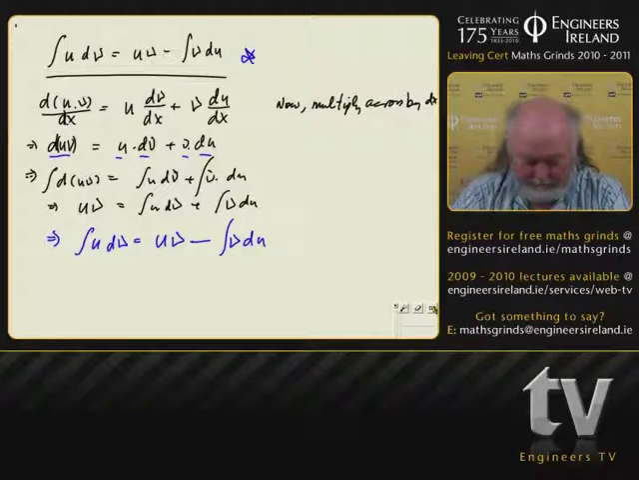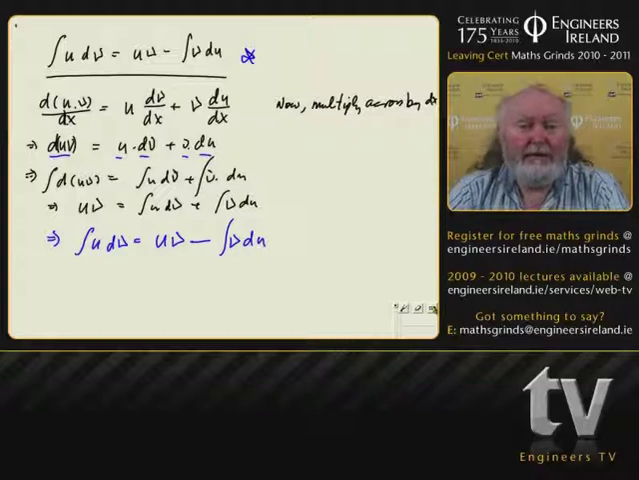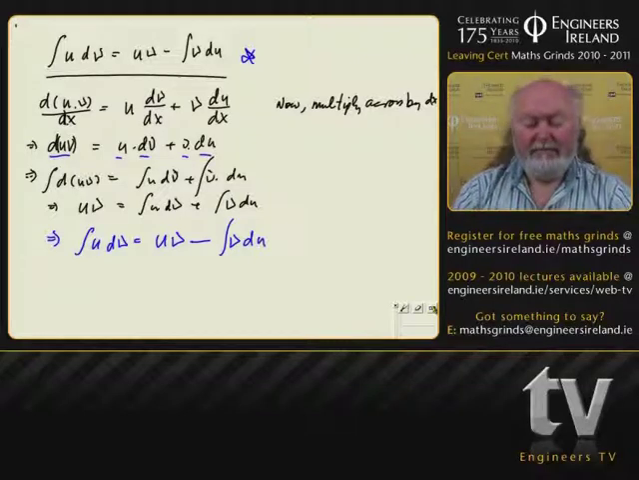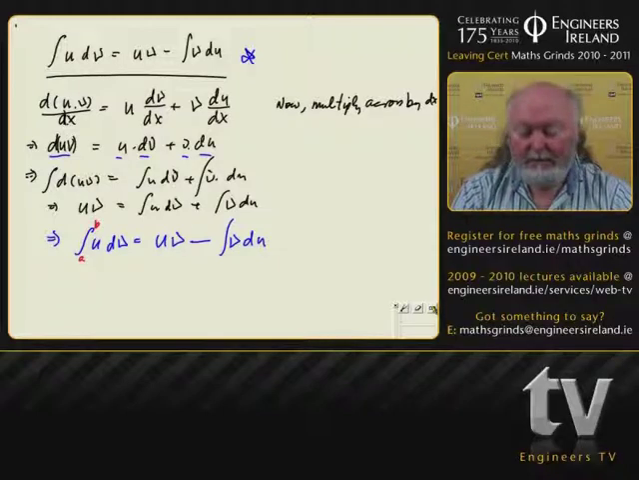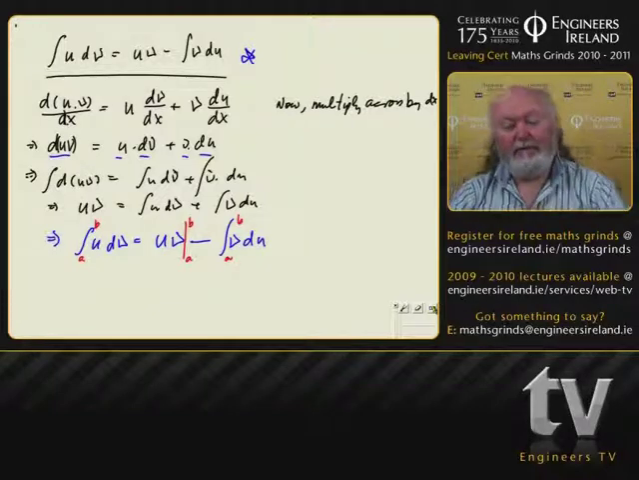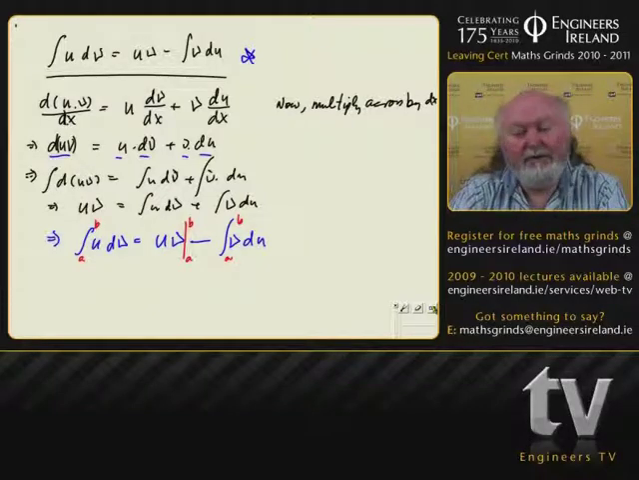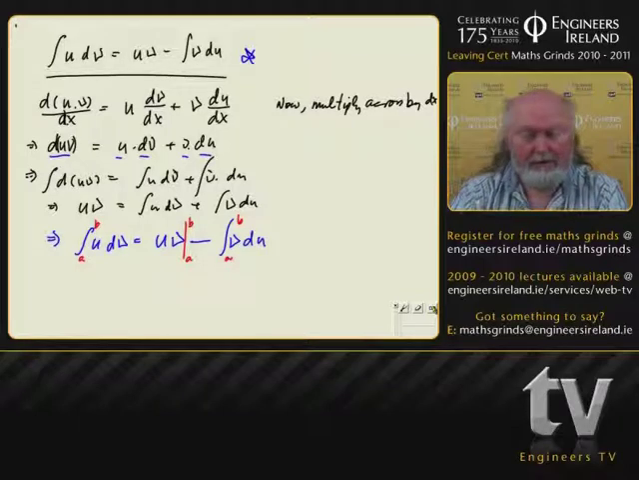Now, if we have limits, you will find that the limits will apply in all three locations. And if we didn't have limits, you will find when you get an answer, you will have to add in the plus c, as you would in the other integration that you've covered already.